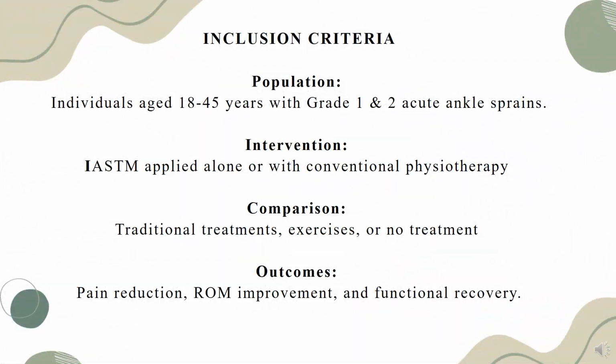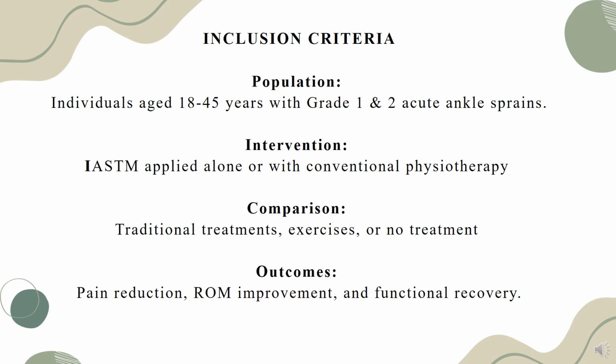Inclusion criteria. Population: individuals aged 18 to 45 years with grade 1 and 2 acute ankle sprain. Intervention: IASTM applied alone or with conventional physiotherapy. Comparison: traditional treatments, exercise or no treatment. Outcomes: pain reduction, range of motion improvement, and functional recovery.